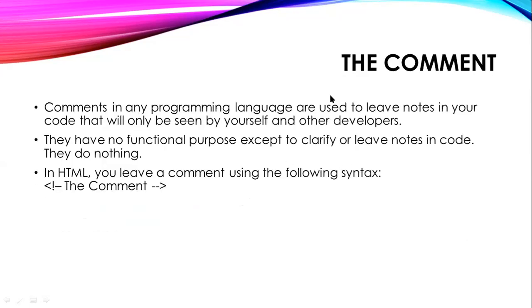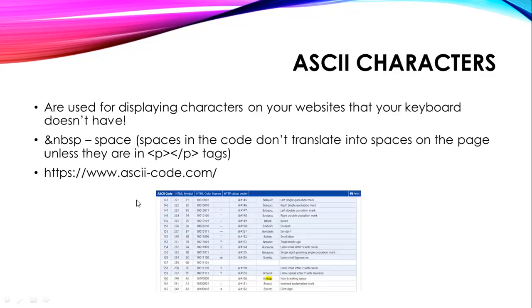Okay, so let's look at the comment. In HTML, they have something called a comment, and in most languages they do. They have no functional purpose except to clarify or leave notes in the code. They do nothing. They basically clarify what you're doing to other developers and to you if you were to go back and look at your code in the future. In HTML, in order to leave a comment, it's an angled bracket, exclamation mark, dash, dash, then comment information, and then you would end it with dash, dash, closed angle bracket.